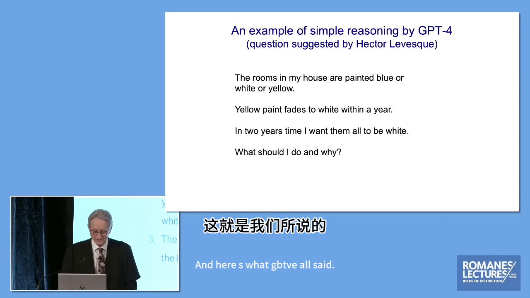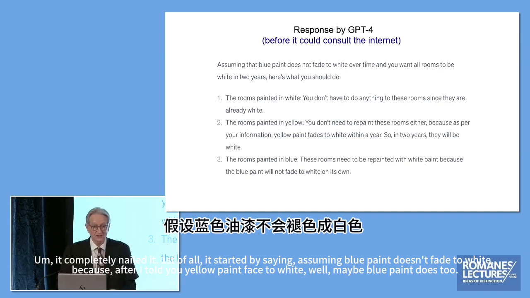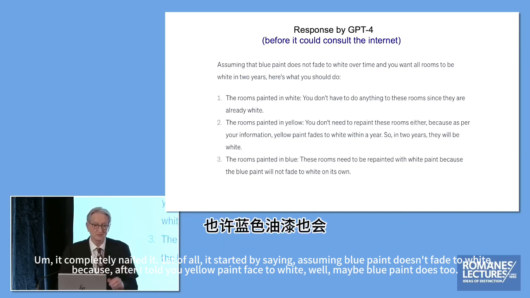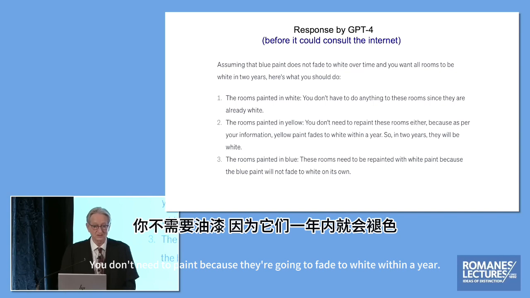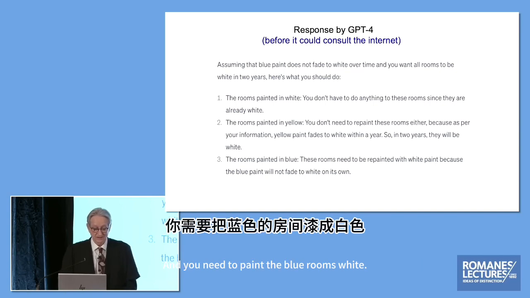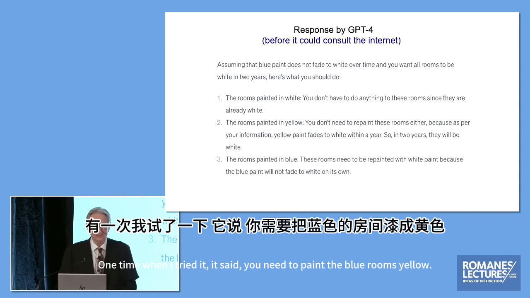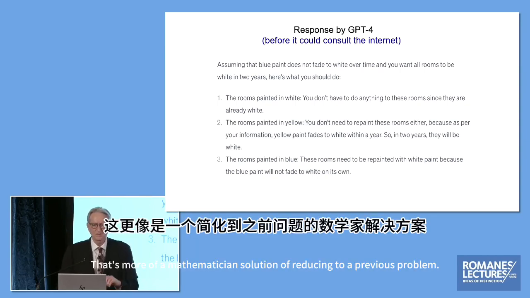And here's what GPT-4 said. It completely nailed it. First of all, it started by saying, assuming blue paint doesn't fade to white, because after I told you yellow paint fades to white, well, maybe blue paint does too. So assuming it doesn't, the white rooms you don't need to paint, the yellow rooms you don't need to paint because they're going to fade to white within a year, and you need to paint the blue rooms white. One time when I tried it, it said you need to paint the blue rooms yellow because it realized that will fade to white. That's more of a mathematician's solution of reduce it to a previous problem.